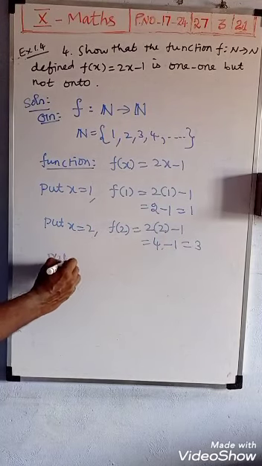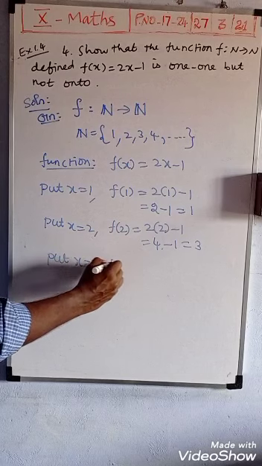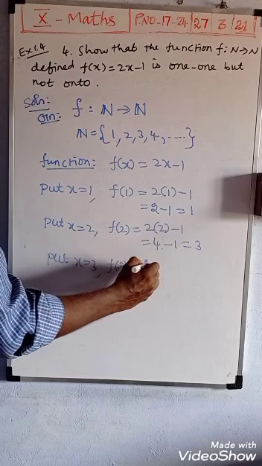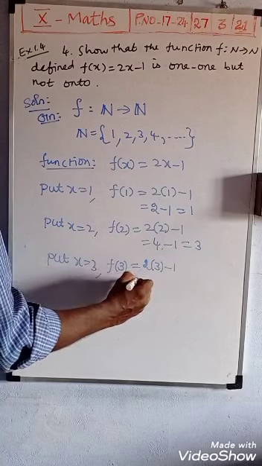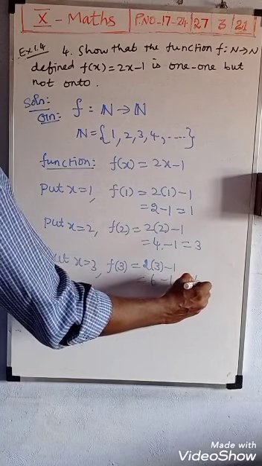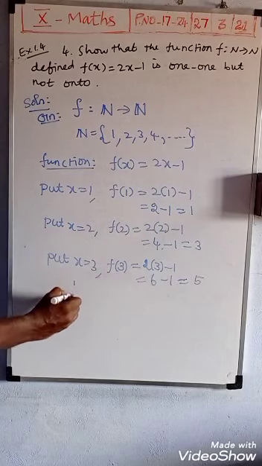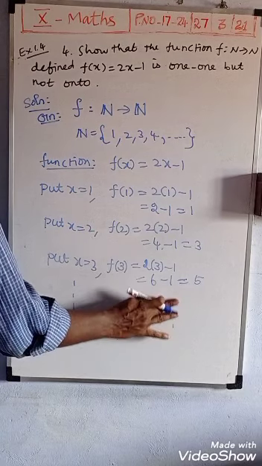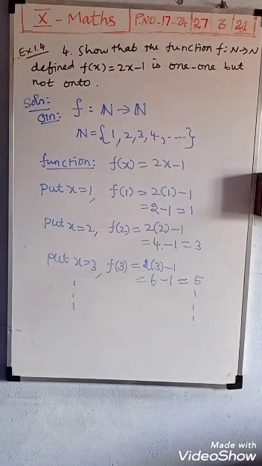Next put x = 3. So f(3) = 2 times 3 minus 1, so 6 minus 1, 5. Like that it will go on. Substitute at least 3 or 5 values. The domain values are natural numbers, so I substituted them instead of x and received the f(x) values.